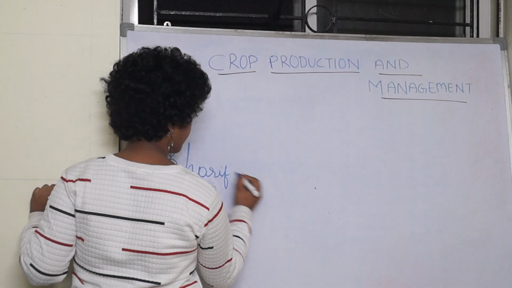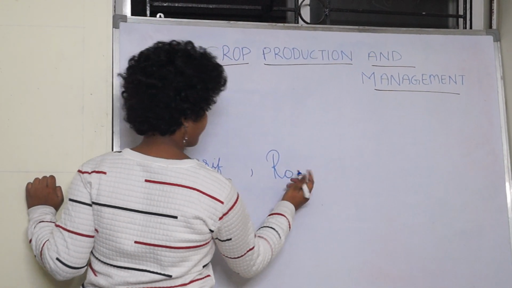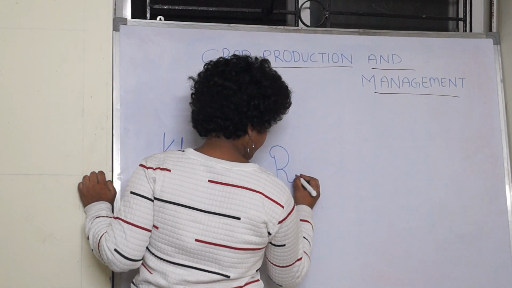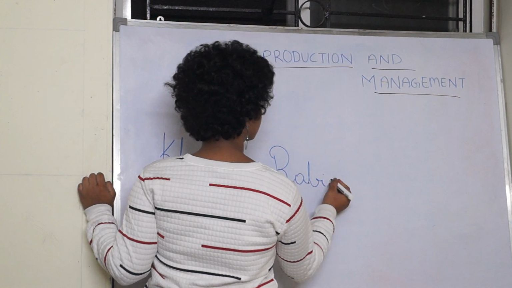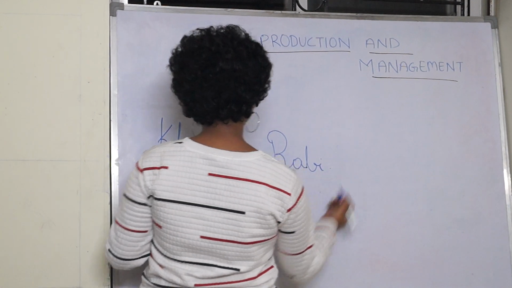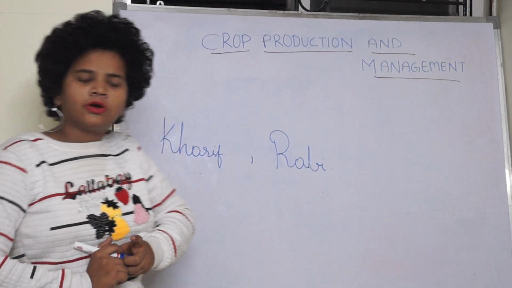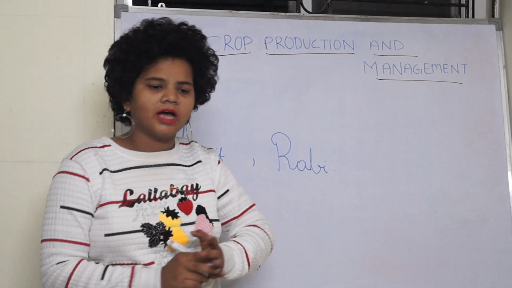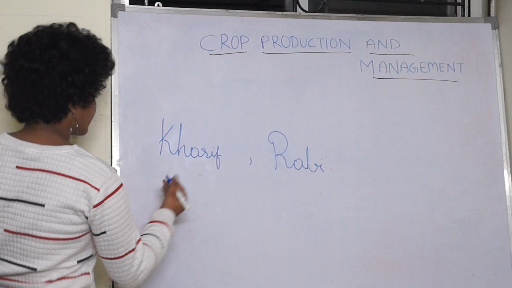Kharif and rabi crops. We have kharif and rabi crops. Kharif crops are the crops which are grown in rainy season. The crops which are sowed in rainy season are called kharif crops.